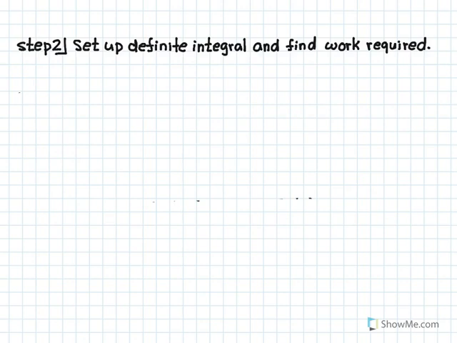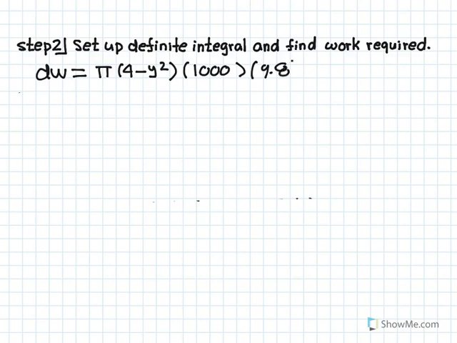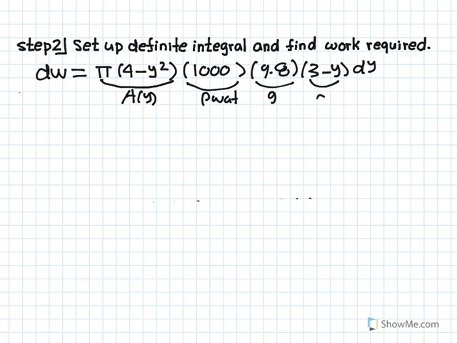All right, let's set up a definite integral and find the work required. Differential W, this is the work required to pump out a slice of water to the top, is pi times (4 minus y squared) times 1,000 times 9.8 times (3 minus y) dy. Now let me repeat this. This is the cross-sectional slice of a circular disk of water perpendicular to the y-axis. This is A of y. This is the density of water. This is gravity. And this is the distance that every slice has to travel to be pumped over the top.